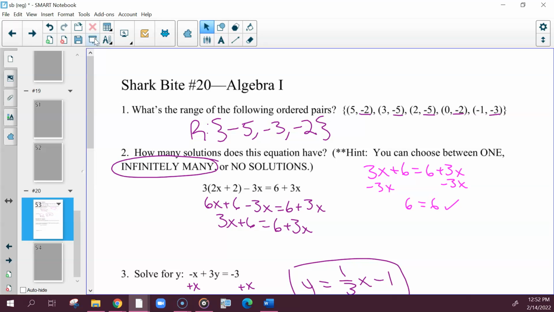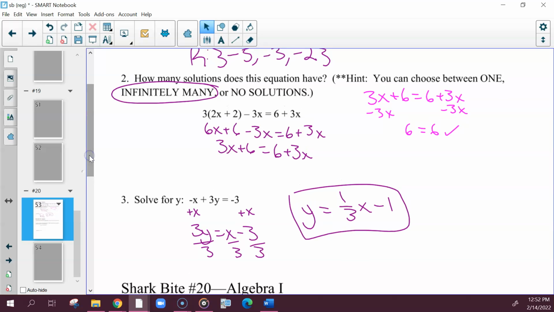Number 2, you would need to start solving this. As you start solving this, distribute and combine like terms. You get that you have the same coefficient and constant, even though they're flipped. It is the exact same thing on both sides. So from that point, you can say it's infinitely many solutions. Or you could keep solving. Subtract 3x on both sides, you get 6 = 6, and then you would see that it is also infinitely many solutions.